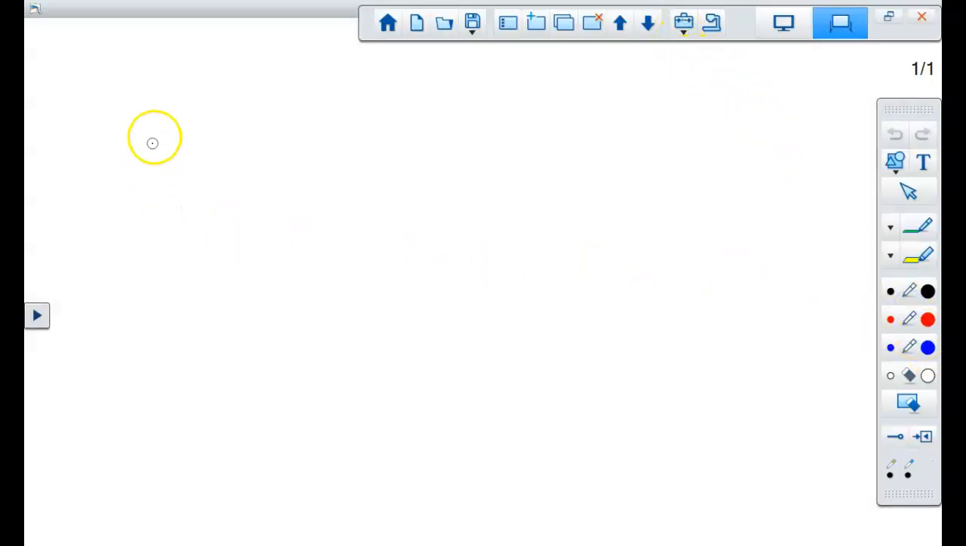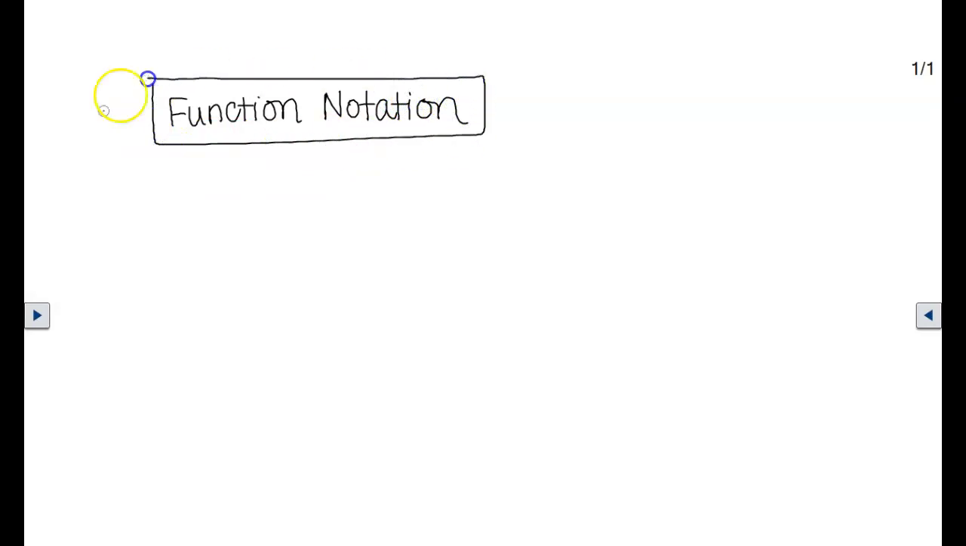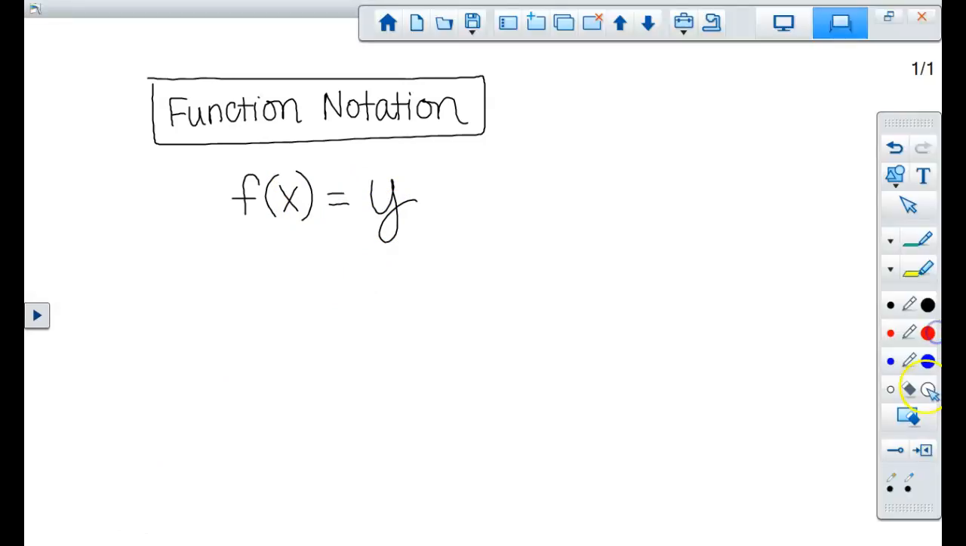All right, so in our last video, we learned a different way of writing function equations called function notation. And we learned that function notation hinges on this fact, that these two things are equal. Now, I want to remind you here what these things are.